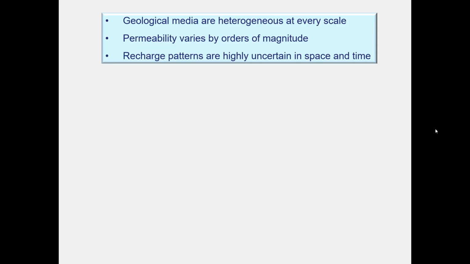But we've got to ask more than just how well a model is calibrated, with the implication being that a good fit in the past means there'll be a good fit with the future. Things are more complicated than that. We know that the earth, the medium through which water flows, is heterogeneous at every scale. We know that hydraulic conductivity can vary by orders of magnitude. We know that every aspect that governs the movement of groundwater and of contaminants contained therein is complicated.